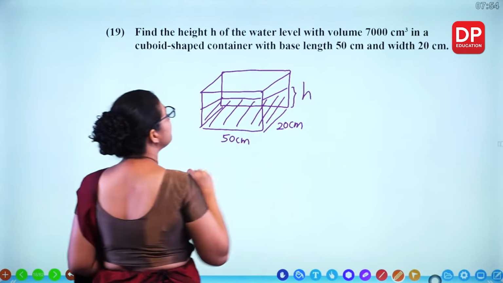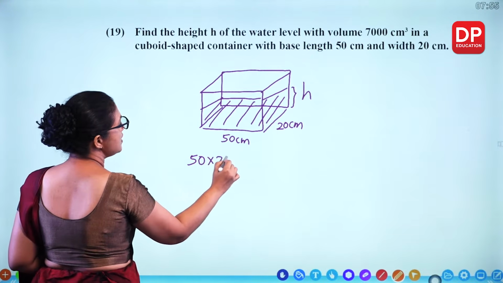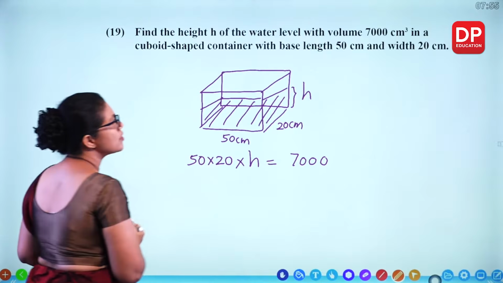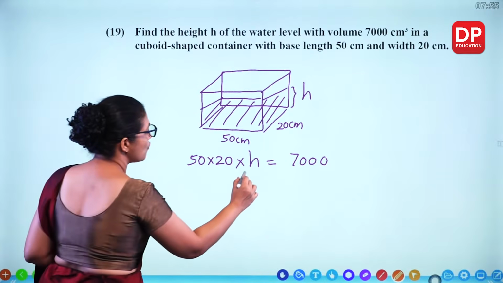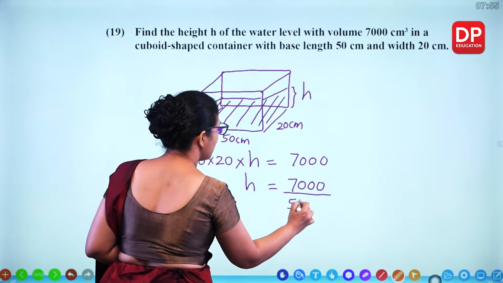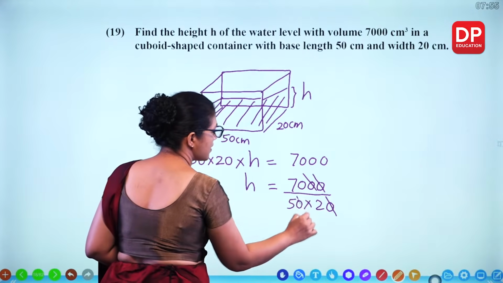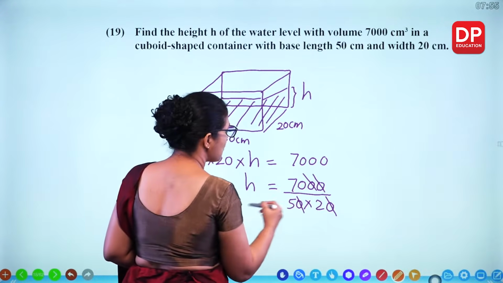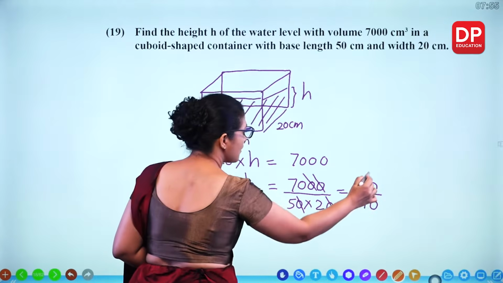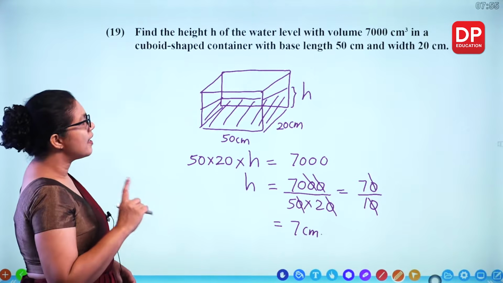And you are asked to find the height of the water level. If this is h, you can put 50 into 20 into h. That's the volume of water. That's given, 7000 cubic centimeters. So how do you find h? 7000 divided by 50 and 20. So 10 and 10. So what do you get? 5 times 2, 10. So 70 divided by 10. You get 7 centimeters for the height of water.